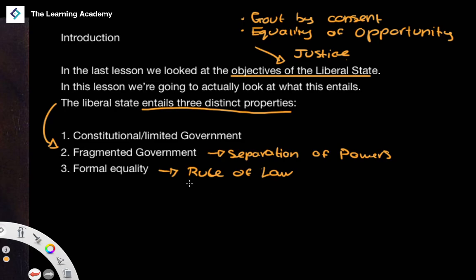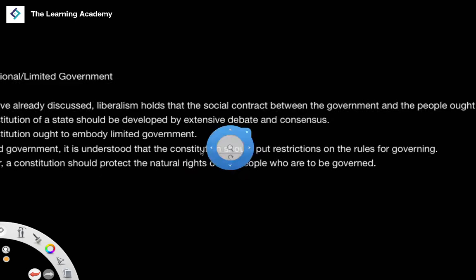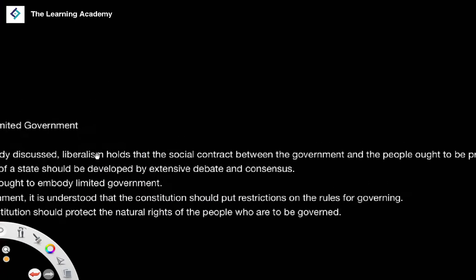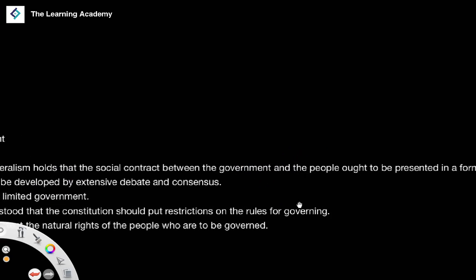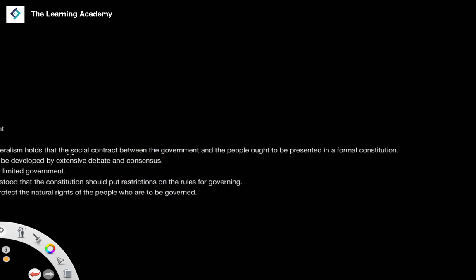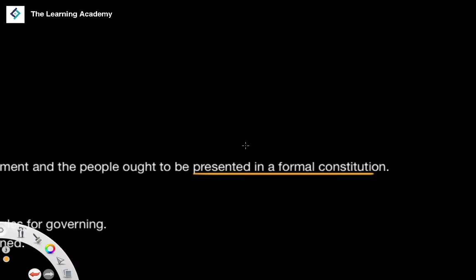What we're going to do for the rest of this lesson is discuss what these three things mean. And of course we're going to begin with the idea of constitutional or limited government. As already discussed, liberalism holds the view that the social contract between government and the people ought to be presented in a formal constitution. This is the liberal interpretation of constitutionalism.